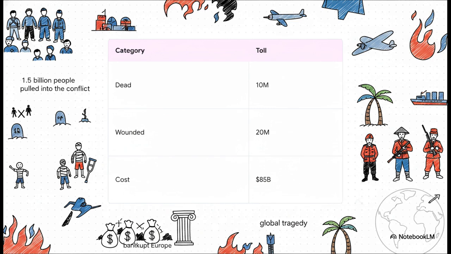And this tragedy went way beyond Europe's borders. For instance, over 30,000 Vietnamese soldiers tragically died and 60,000 were wounded, forced to fight for France in unfamiliar lands thousands of miles from home. Just a truly global tragedy.